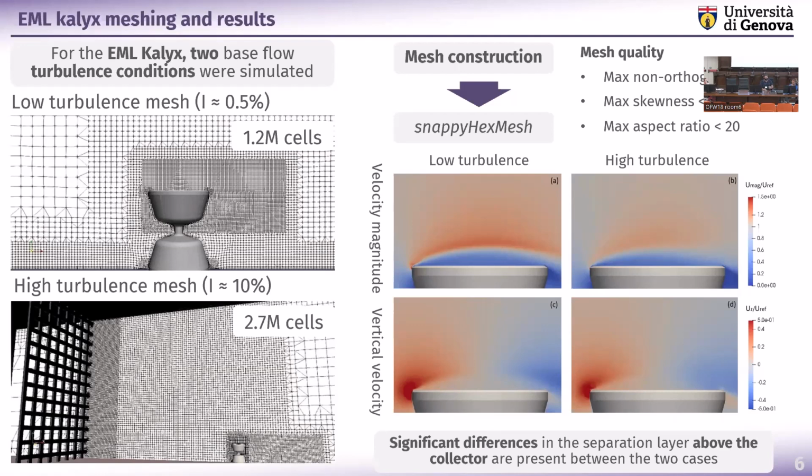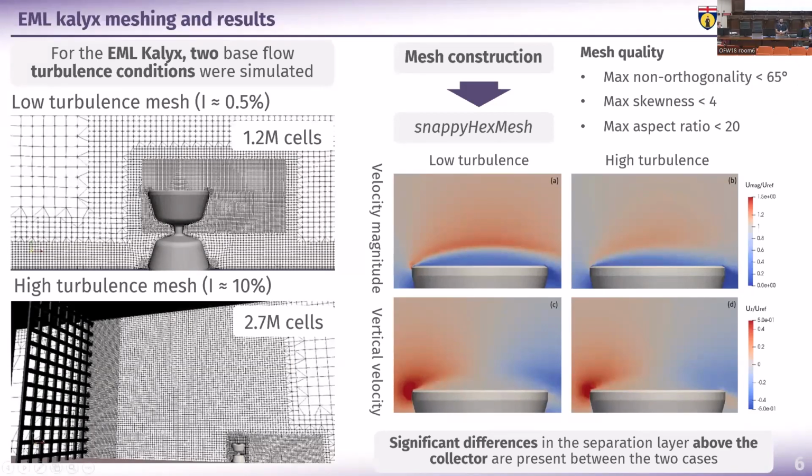And so two cases were tested. The first is a simple mesh with 1.2 million cells, while in the other, a turbulence grid was inserted inside the domain, increasing the cell count to about 0.7. In both cases, the mesh was obtained using the SnappyHexMesh utility, and you can see them. Here I use standard quality parameters.